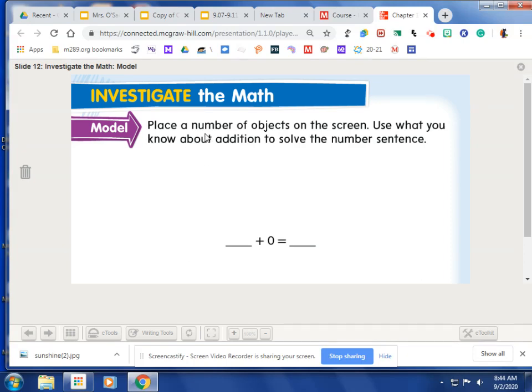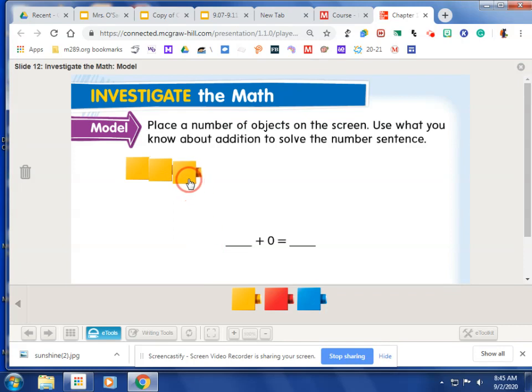Okay, so it says place a number of objects on the screen. Use what you know about addition to solve the number sentence. All right, so I'm going to use some blocks today. And I'm going to put some up here. And I'm connecting them because these are a group. Okay, we're just going to pretend like I've connected them.